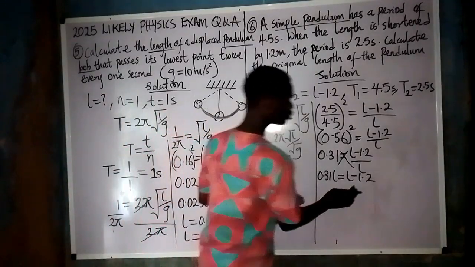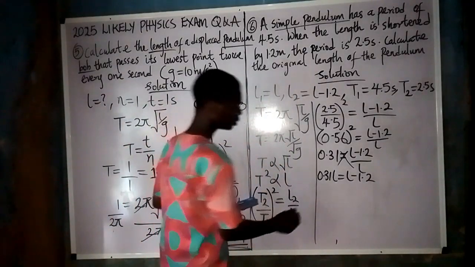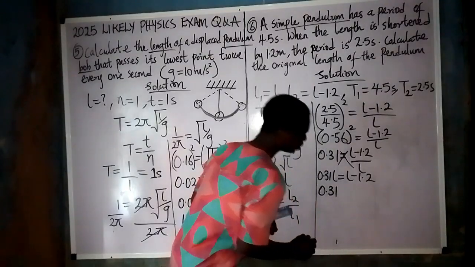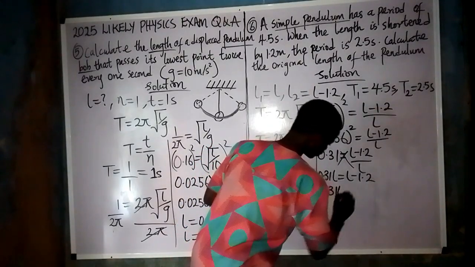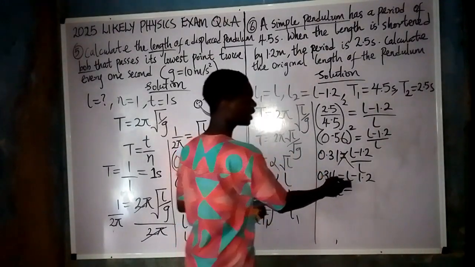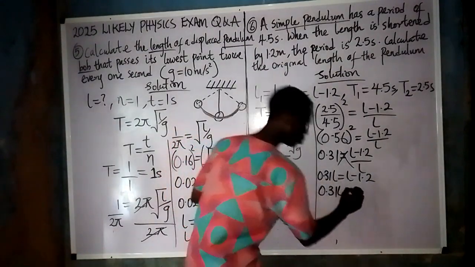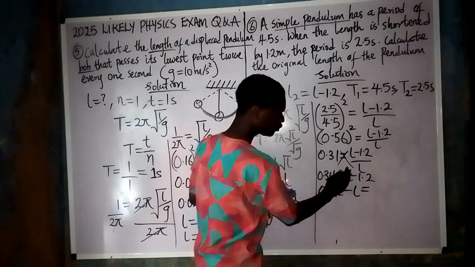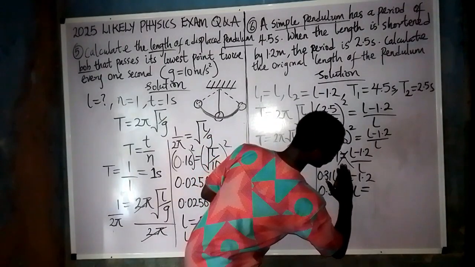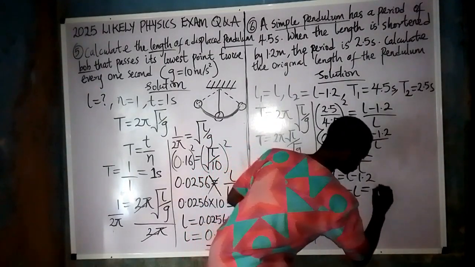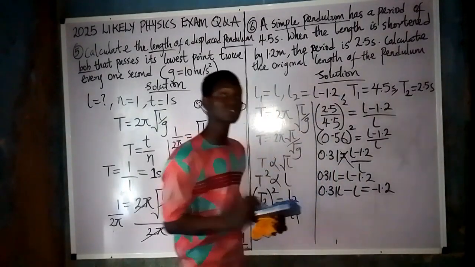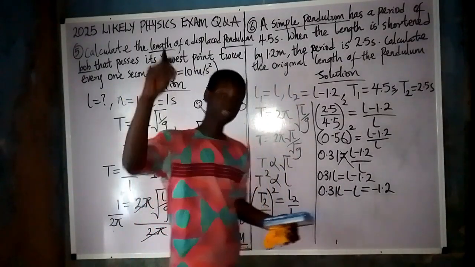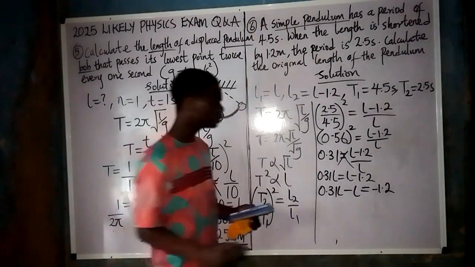So let's bring all the ones with L to this side. So you now have 0.31 minus what? Because when L crosses to this side, it will become minus L. Then what will you now have left on this side? If you have removed L, what do you have? Minus 1.2, not just 1.2. There's a minus in front. That minus will still be there.